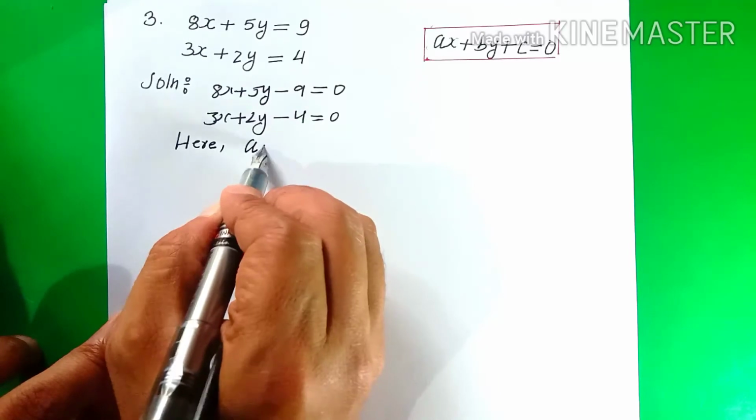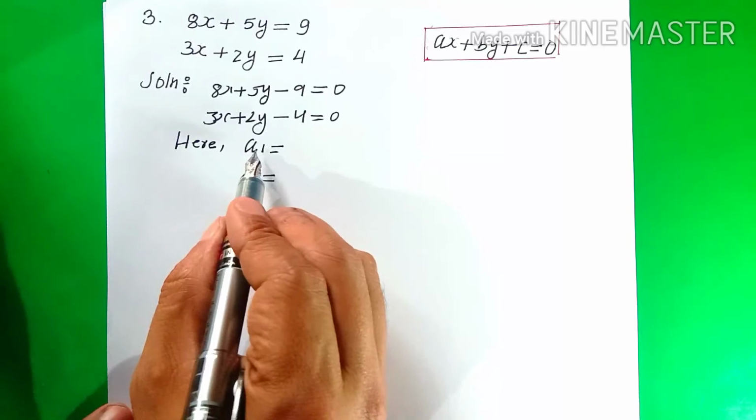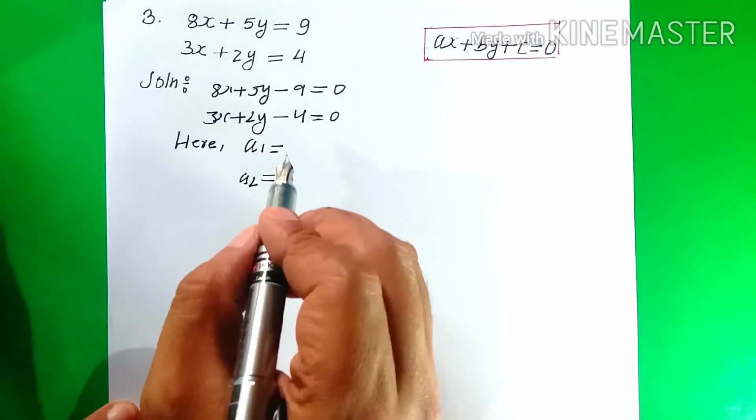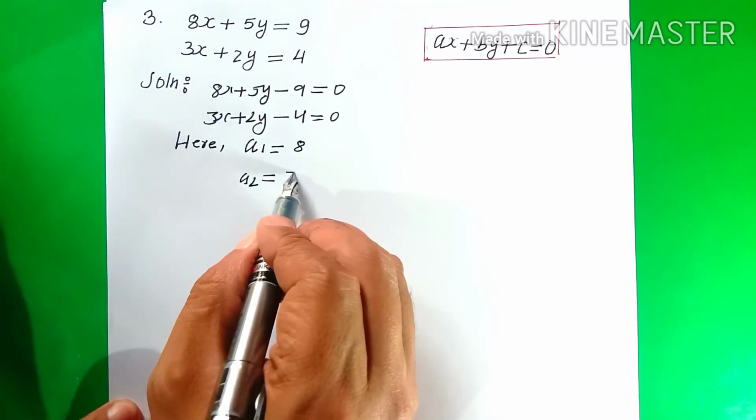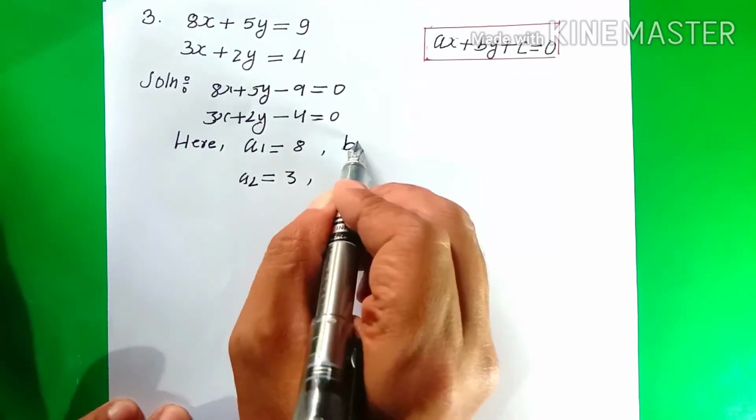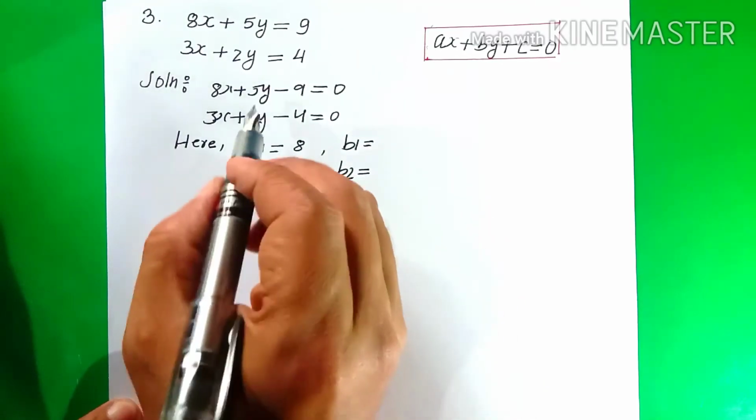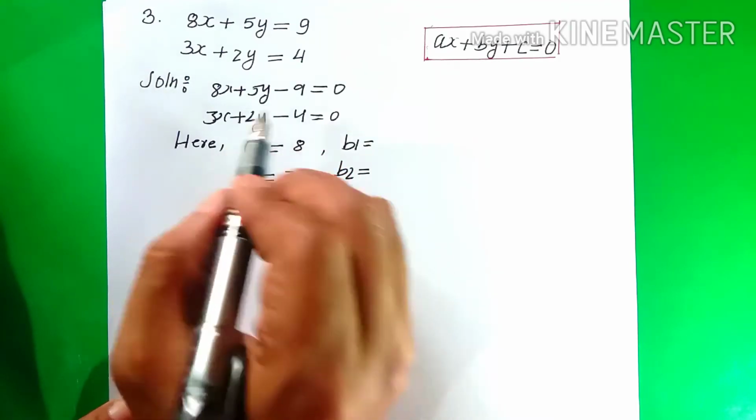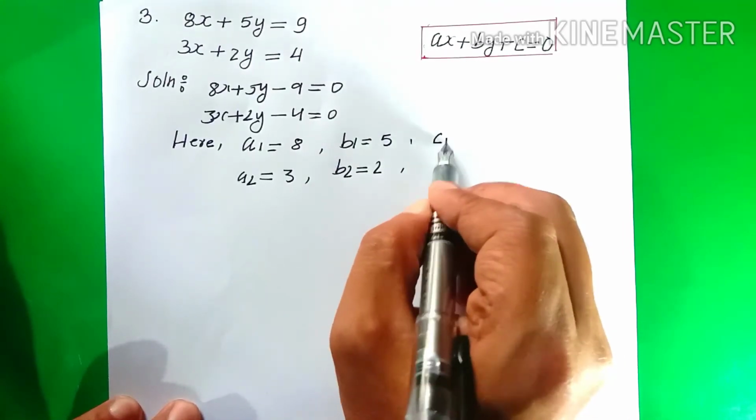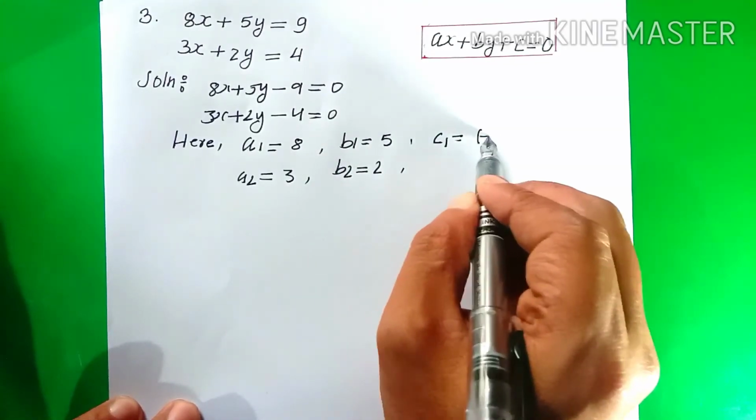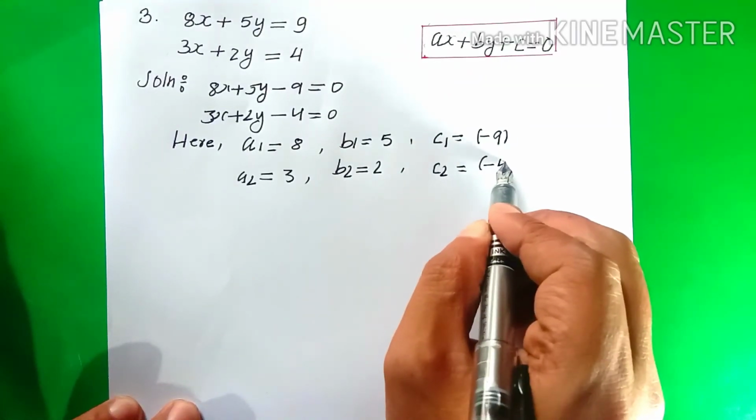Here a1 equals, again here we need a2, which is the coefficient of x from the given equations. So the coefficients of x are, one is 8, the other one is 3. Again here b1 and b2, the coefficients of y from the given equations, so they are 5 and 2. C1 equals to the constant value along with a sign, minus 9. C2 again the constant value, minus 4.